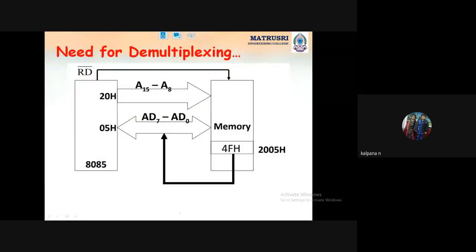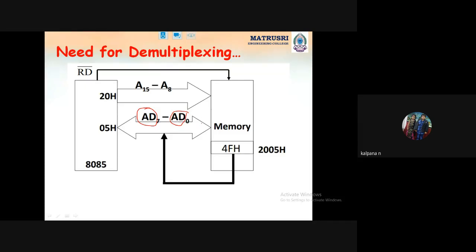Now, what does demultiplexing mean? I said the 8 data lines are multiplexed with the 8 lower order address lines, that is A0 to A7. Demultiplexing means separating the D from AD, or the A from AD. These are multiplexed. AD is there, and neither has a bar, which means both will be enabled for logic 1.